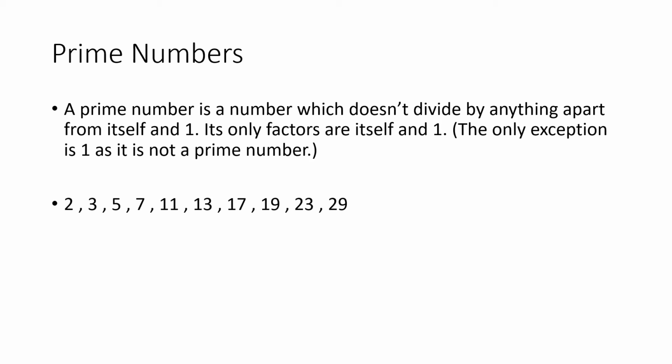And now the first 10 prime numbers that occur are 2, 3, 5, 7, 11, 13, 17, 19, 23, 29. And now a common theme you'd find in all these numbers is that the only factors of them are themselves and 1. So take 19. 19 doesn't divide by anything else except 1 and itself. And the same case for all of the other numbers such as 7, 29 and 3.